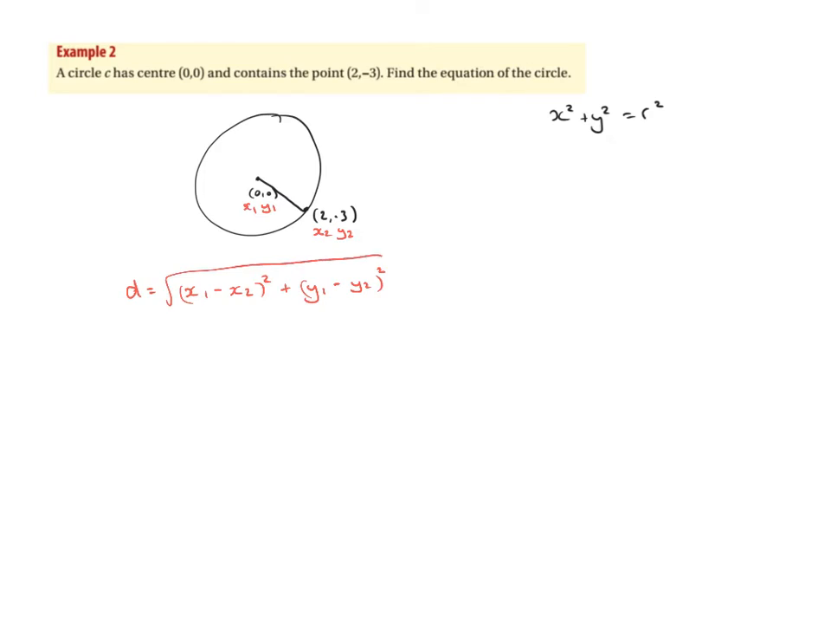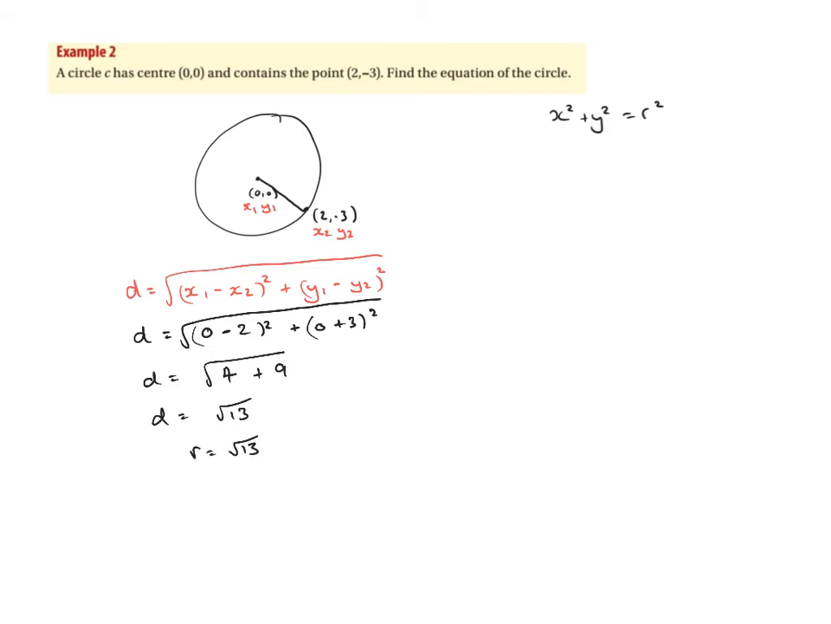Stick the values in. So d is equal to x1, which is 0, 0 minus 2 all squared, plus y1, which is 0, 0 minus minus 3, is 0 plus 3 all squared, square root it. D is equal to, well, minus 2 squared is 4, plus 3 squared, which is 9. Add them together. D is equal to root 13. But my d is also equal to my r. So r now is equal to root 13 here.